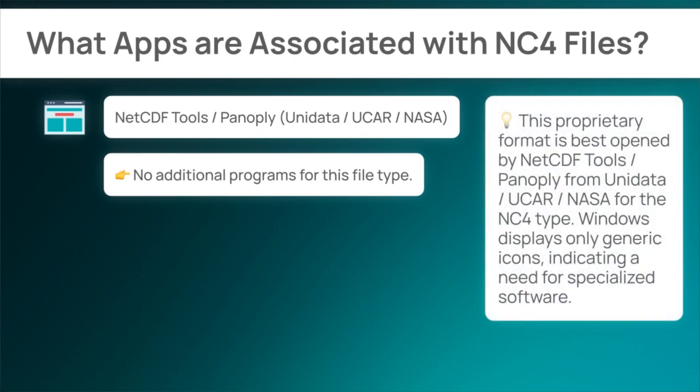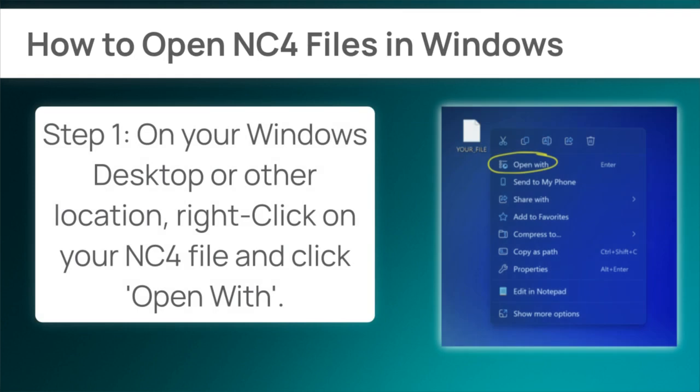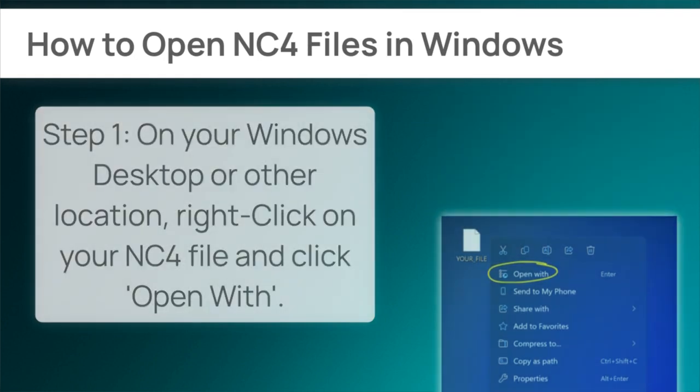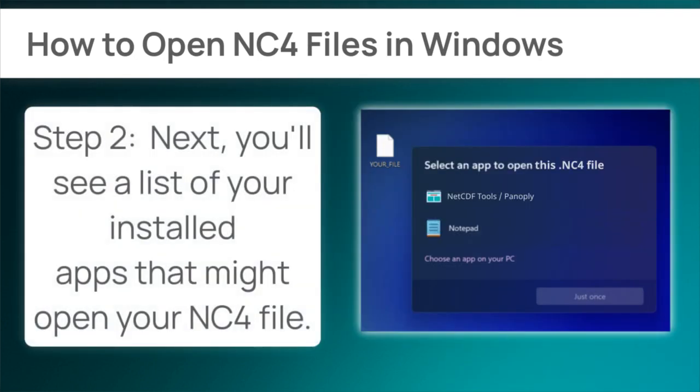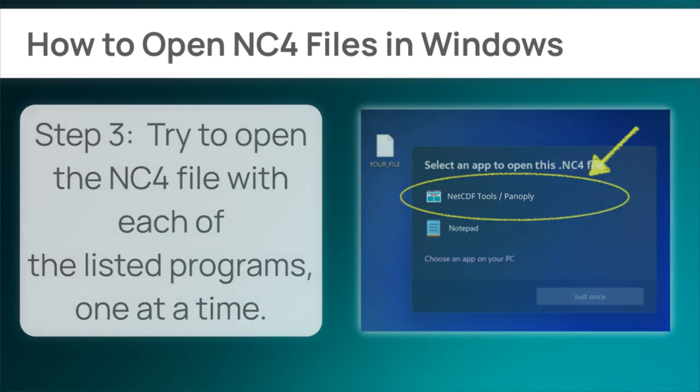Windows displays only generic icons, indicating a need for specialized software. Windows lacks the ability to interpret domain-specific data, so specialized applications are necessary. The very first step is to check which program successfully reads the file's signature. Right-click the NC4 file and click Open with. Test NetCDF tools, Panoply if present. If it is unavailable, select another program. We need to check every option.